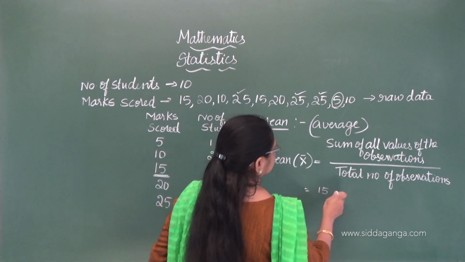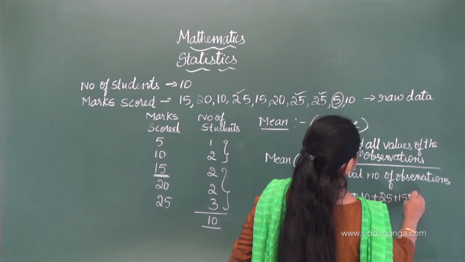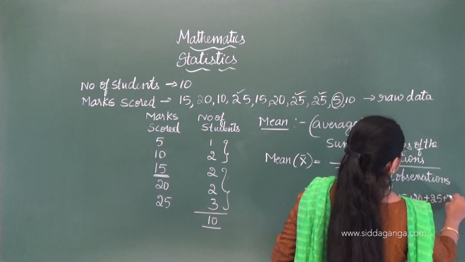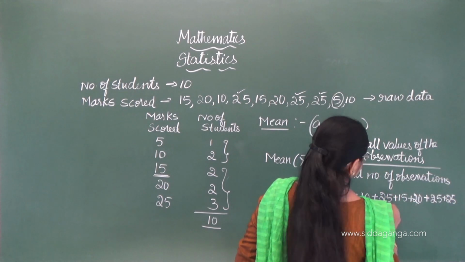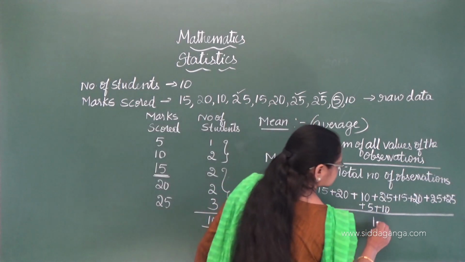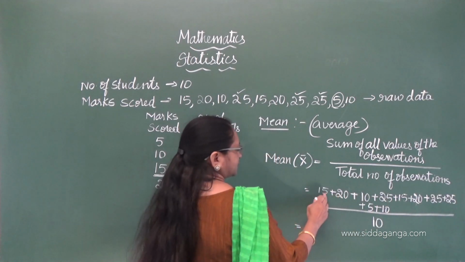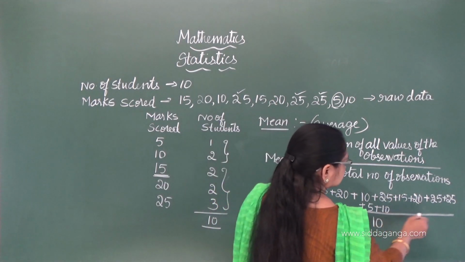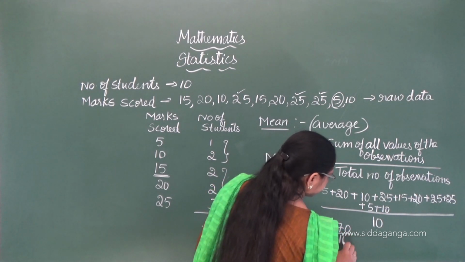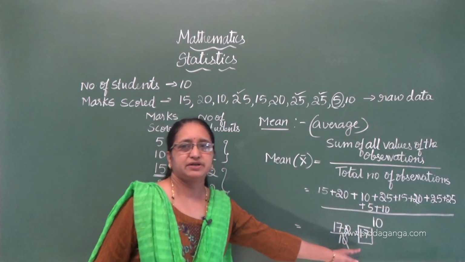See, 15 plus 20 plus 10 plus 25 plus 15 plus 20 plus 25 plus 25 plus 5 plus 10 divided by how many students? 10. So here just observe: 5, 10, 15, 20, 25, 30, and so on up to 170. 170 divided by 10. So this will be 17. So the mean that I found out is 17.